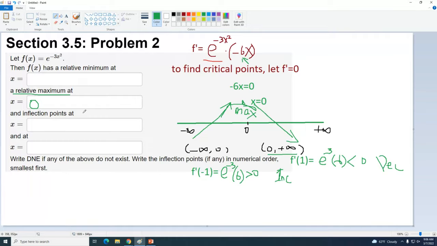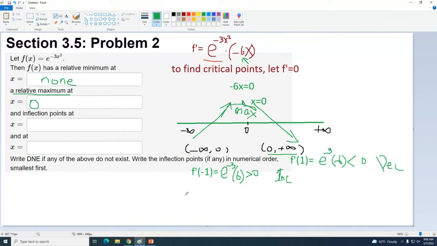Relative minimum, we don't have any minimum, and this is none. The only thing that we had is 0, and 0 is obviously a local maximum point. There. Any questions? That should be it, right?